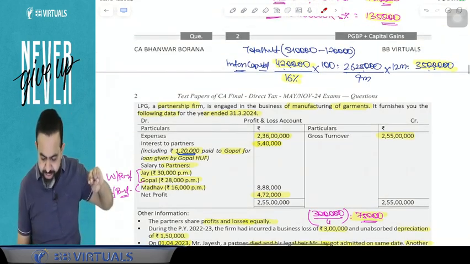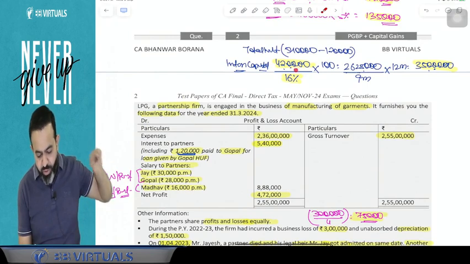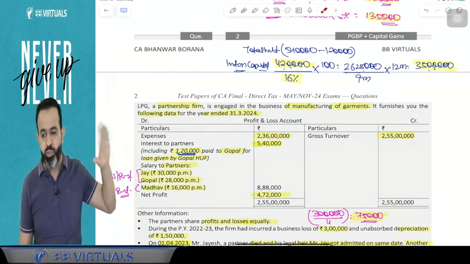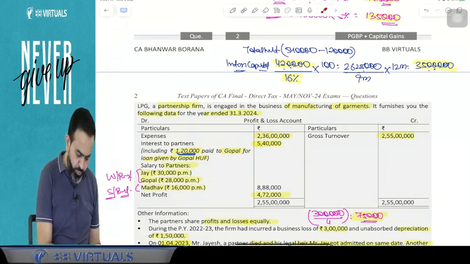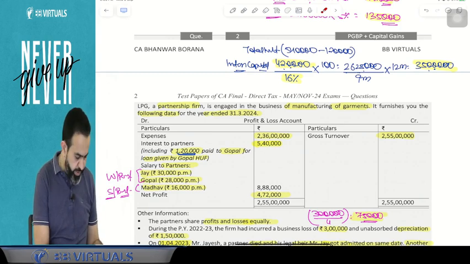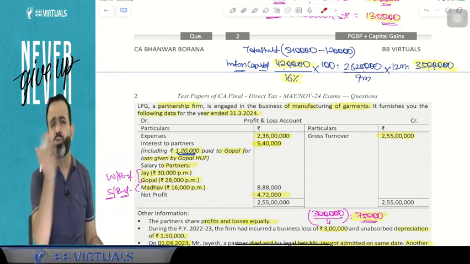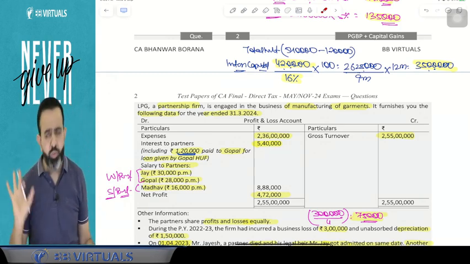So 9-month interest is this much. So guys, what could be the interest for the 12-month? You can do it this way also: 4,20,000 divided by 9 months, multiplied by 12 months, divided by 16%.